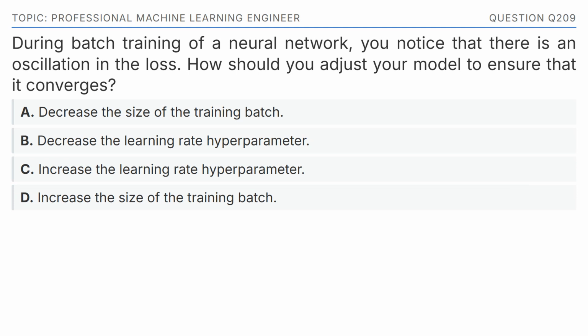During batch training of a neural network, you notice that there is an oscillation in the loss. How should you adjust your model to ensure that it converges? The options are: Option A. Decrease the size of the training batch. Option B. Decrease the learning rate hyperparameter. Option C. Increase the learning rate hyperparameter. Option D. Increase the size of the training batch.